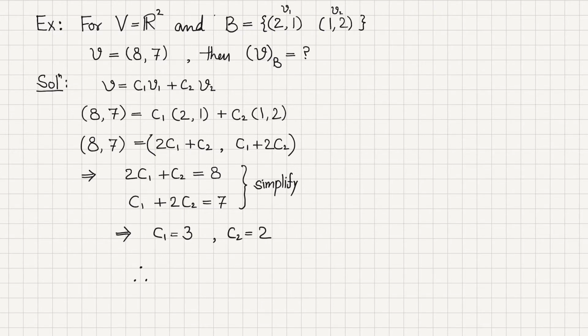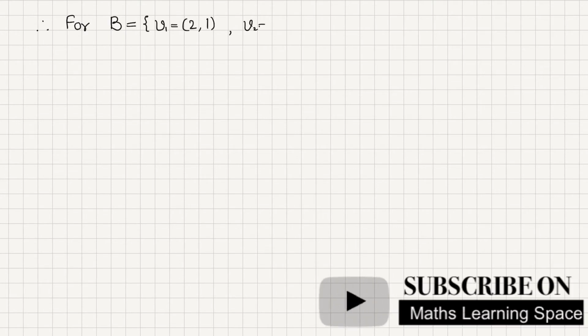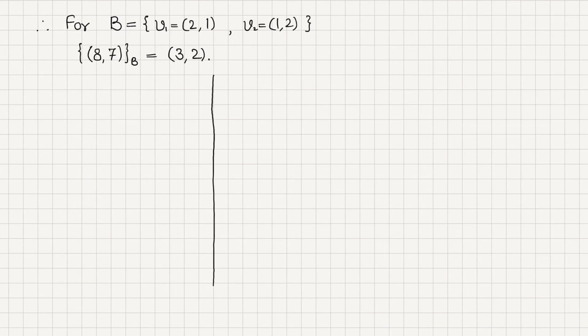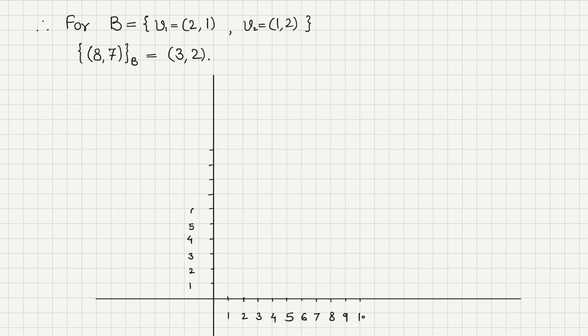So we can say that the vector (8, 7) with respect to the basis B has the coordinates 3 and 2. Now we will draw the graph and see how we represent these new coordinates (3, 2) with respect to the basis v1 and v2. So let's draw the vectors v1 and v2 in this plane R2. We will have points. Just see where your vectors v1 and v2 are in this space R2. We will consider these vectors as our new axes for the new coordinate system.